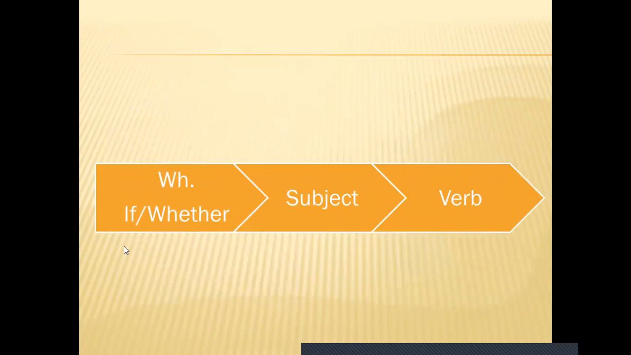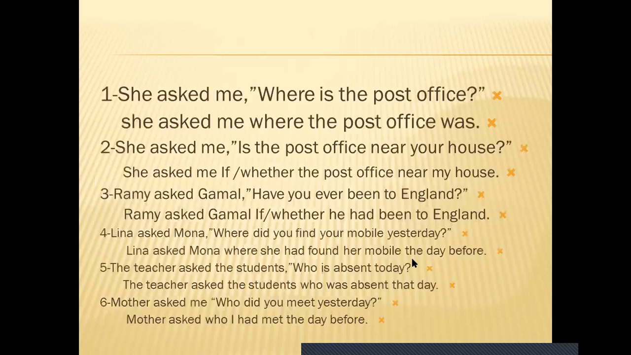Another reminder. When we change a question from direct speech to indirect speech, the first step is the WH question or if or whether, okay? After that the subject, after that the verb, and of course the object if we have an object at the end. Let's practice number one.